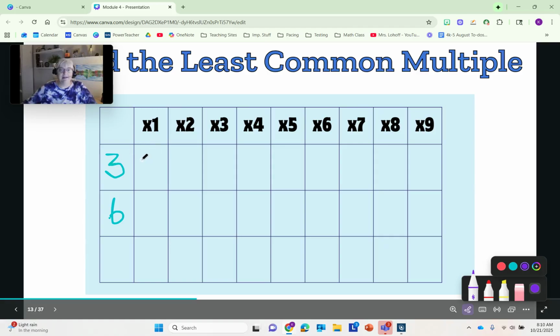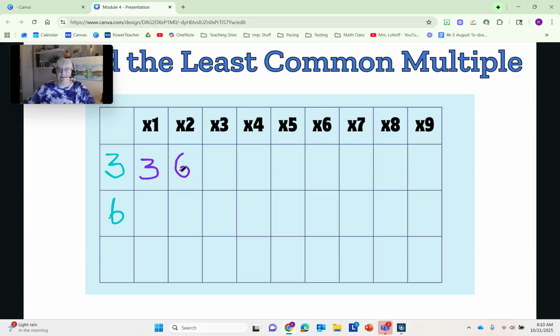3 times 1 is 3. 3 times 2 is 6. You already may have noticed we have a common. 3 times 3 is 9. 3 times 4 is 12. 3 times 5 is 15. I'm going to go one more, even though I've noticed some common numbers already. 3 times 6 is 18.